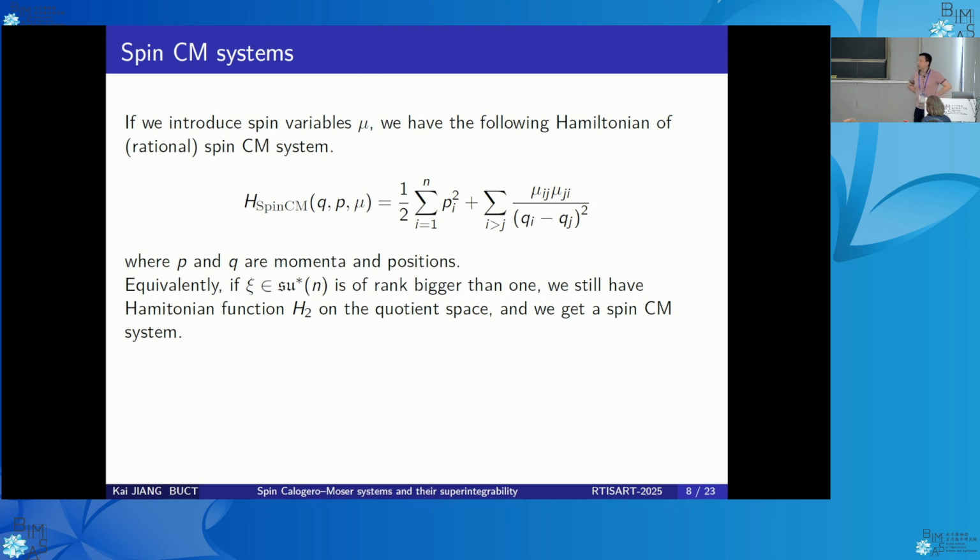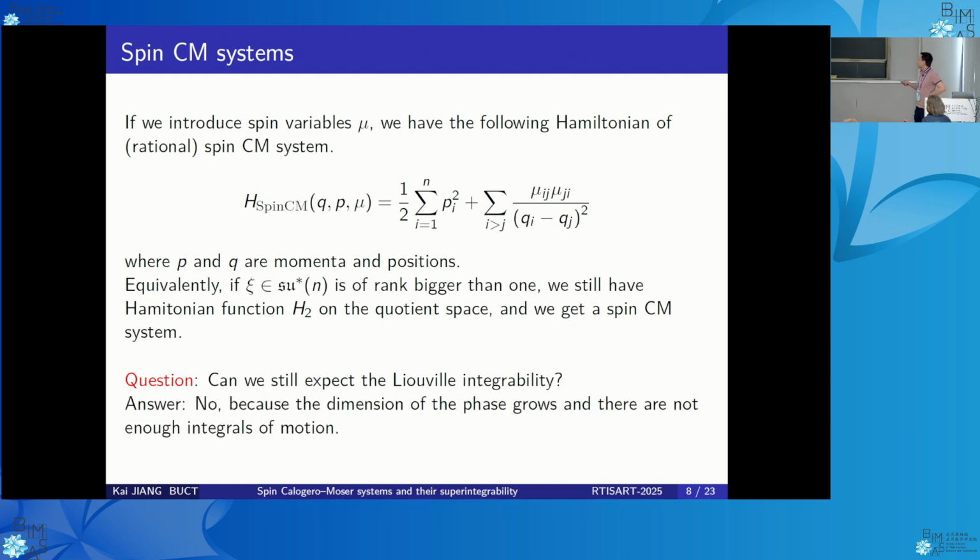From the Hamiltonian reduction viewpoint, equivalently, C is of rank bigger than 1. Here the rank means not the rank of the matrix itself, but the rank of C minus a scalar matrix. We still have these trace functions, because they are still G equivariant. So we still have n minus 1 integrals of motion, and they commute pairwise. There's no problem. A natural question: can we still expect Liouville integrability? The answer is easy: no. Because the dimension of the phase space grows, we have more variables, the spin variables, but there are not enough integrals of motion at present.